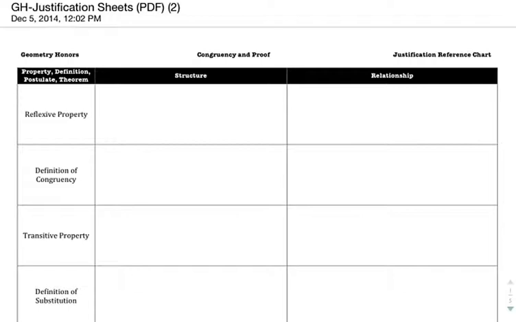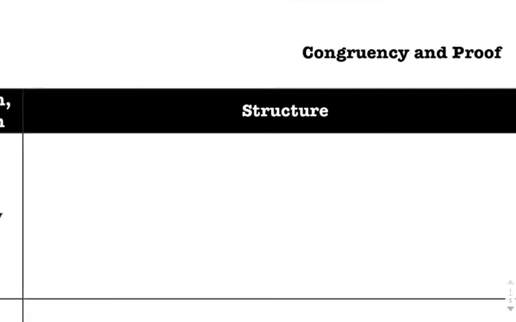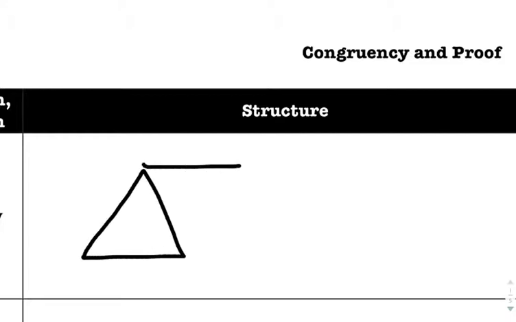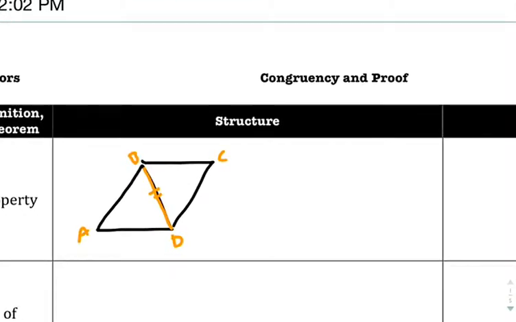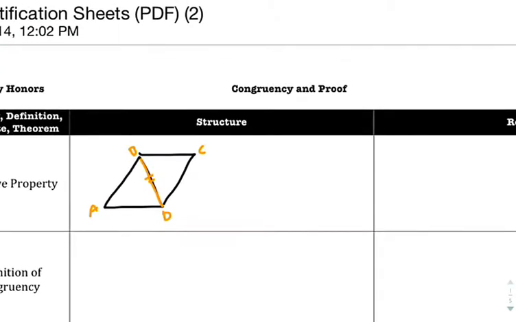Let's do it. So, reflexive property. Let's talk about a structure. Reflexive property talks about a shared side. So let's say I have this triangle and this triangle right here, maybe in a parallelogram shape. If I label these triangles A, B, C, D, we'll note that BD in both triangles is going to be shared. If it's shared, that means we're talking about them being congruent. So the reflexive property tells us that BD is congruent to BD.